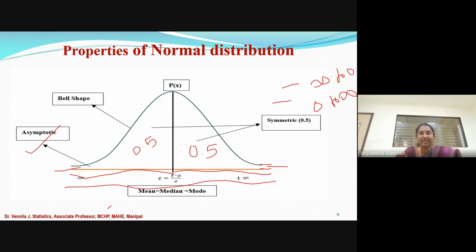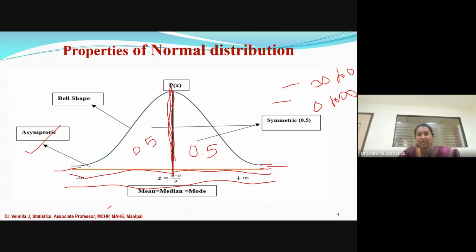Okay, so when you are calculating the mean, median, and mode, the three values are equal. For example, mean is 10, median is 10, mode is 10. When these three values are the same, only then do we apply the normal distribution. And see, this is a standard normal variate line.